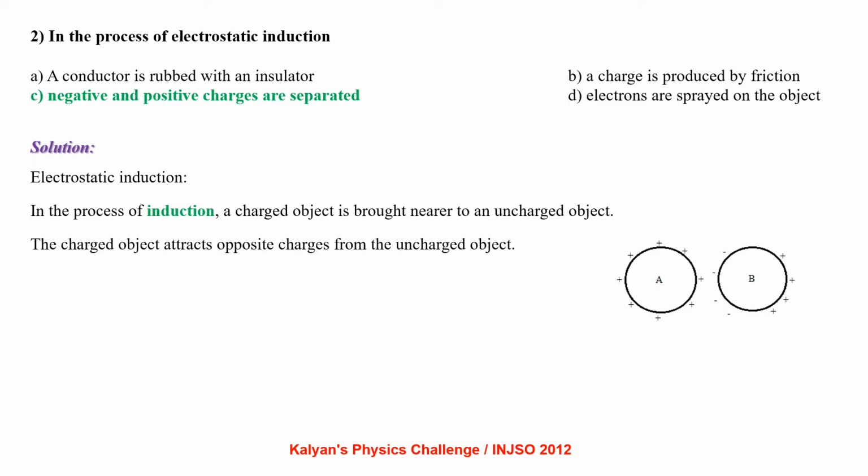In the process of electrostatic induction, a conductor is rubbed with an insulator, a charge is produced by friction, negative and positive charges are separated, electrons are sprayed on the object.